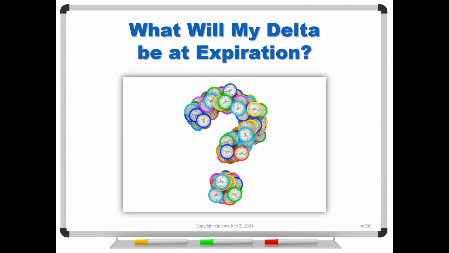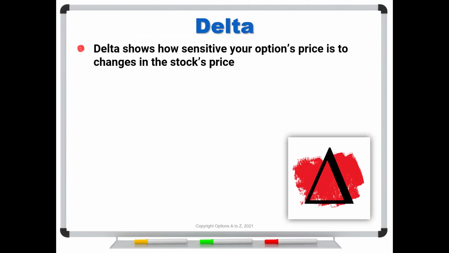How would you actually figure this out? Well, recall that delta shows how sensitive your option's price is to changes in the stock's price. That's really what delta does. Now here's what you have to understand. Prior to expiration, your delta is somewhere between 0 and 1. For puts, it's going to be 0 and -1. The negative just means that it's making money if the stock price falls. It's acting like a short stock position. But in terms of the absolute value, it's between 0 and 1. So that means it could be anything.